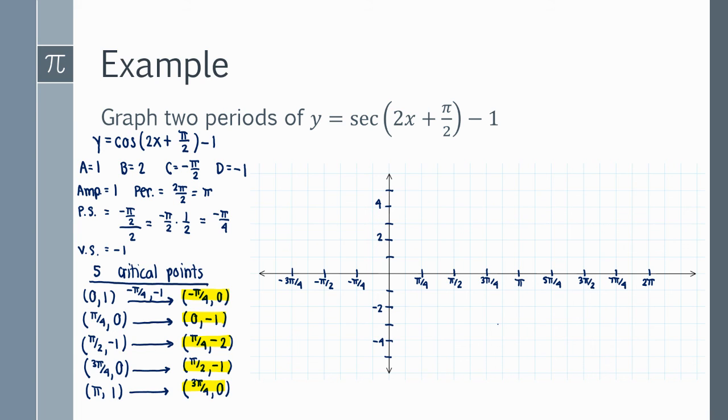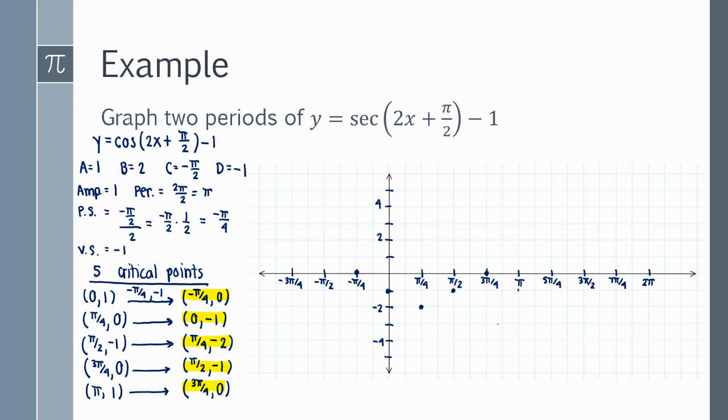So let's go ahead and plot our points. So negative pi over 4, 0. 0, negative 1. Pi over 4, negative 2. Pi over 2, negative 1. 3 pi over 4, 0. So that's one period. So now I'm going to do the second period.